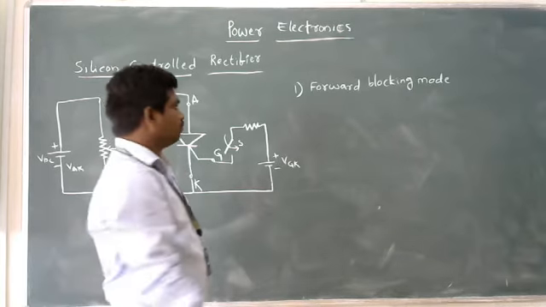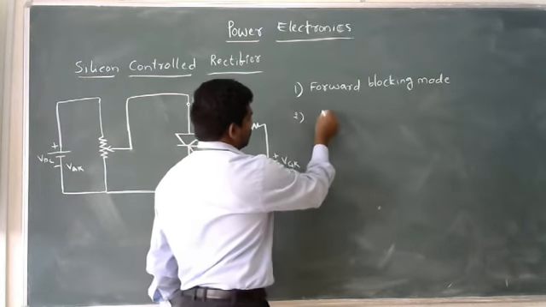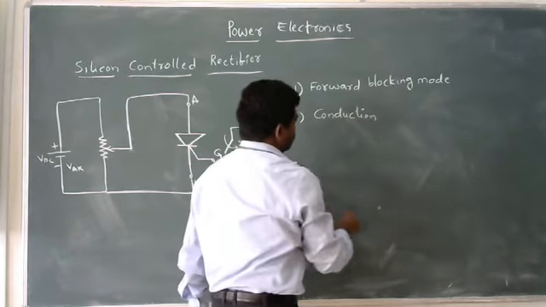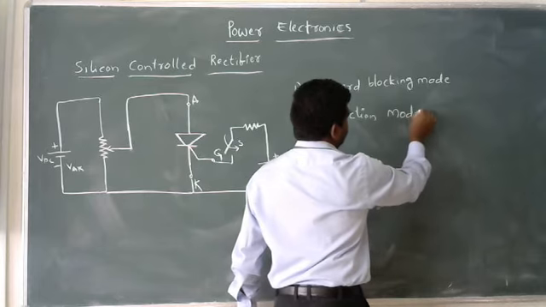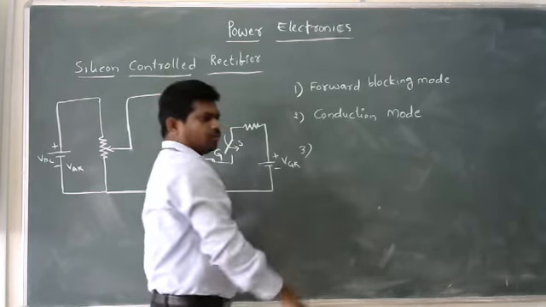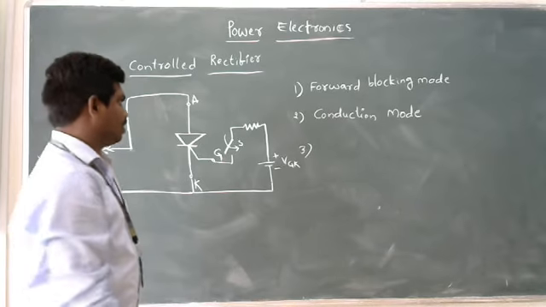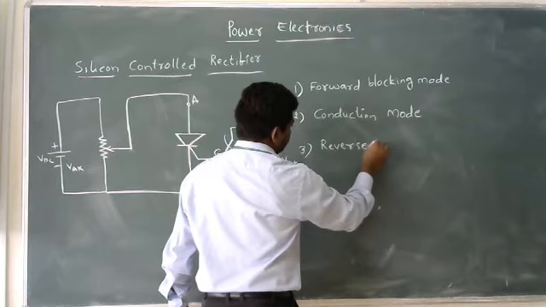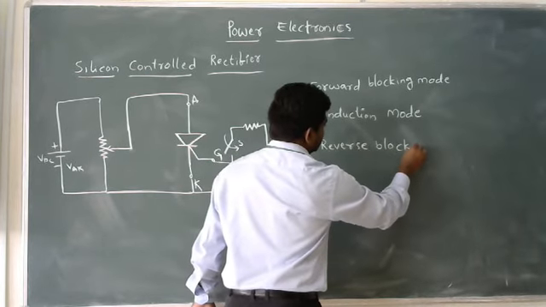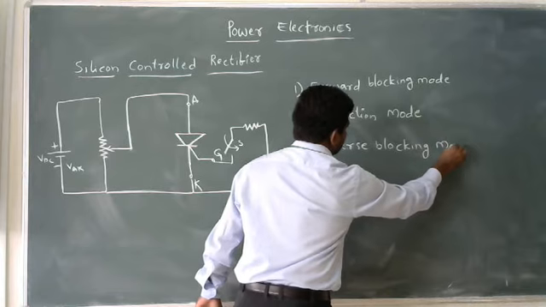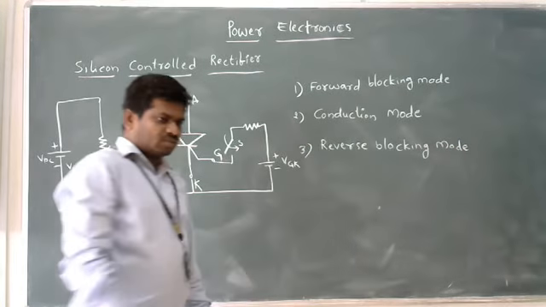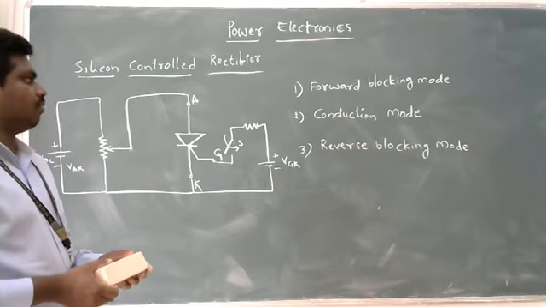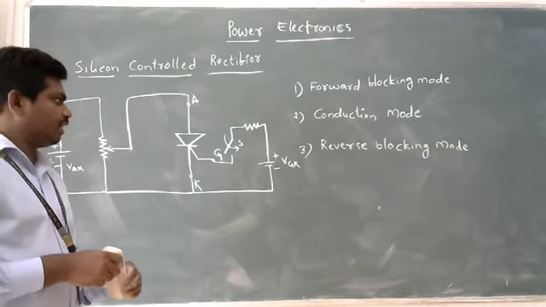One is forward blocking mode. Second one is conduction mode. Third one is reverse blocking mode. So three modes of operation are present for the SCR. So the three modes are forward blocking mode, second conduction mode, and the last one is reverse blocking mode.